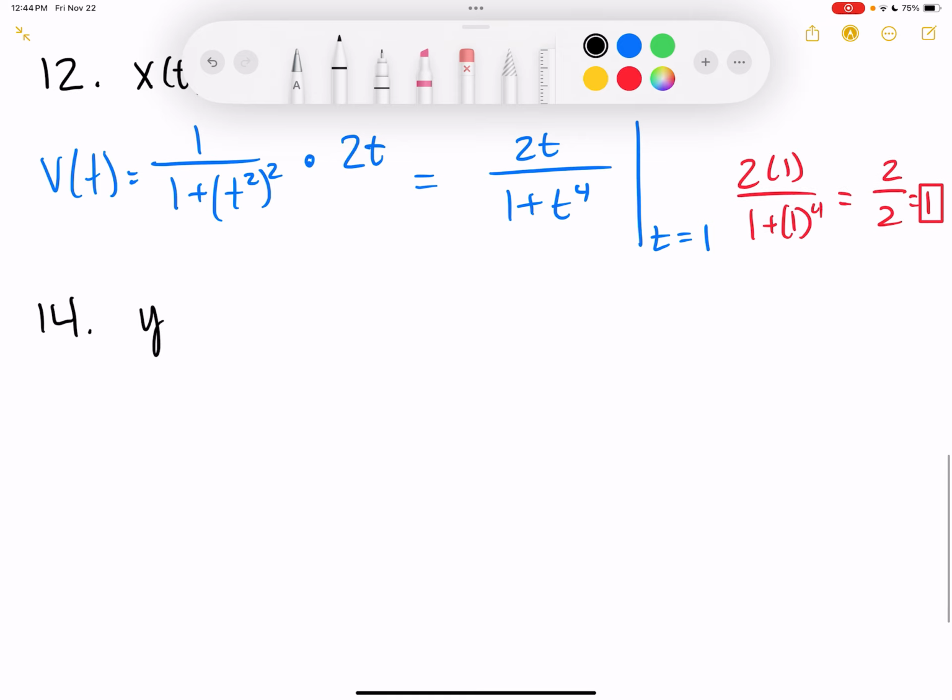All right, y equals the inverse secant of 5x. I'm going to change this to x because 5 and s just look too similar, so I'm just going to make it x instead. Good plan.